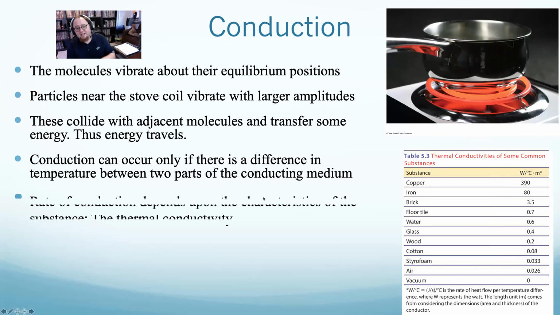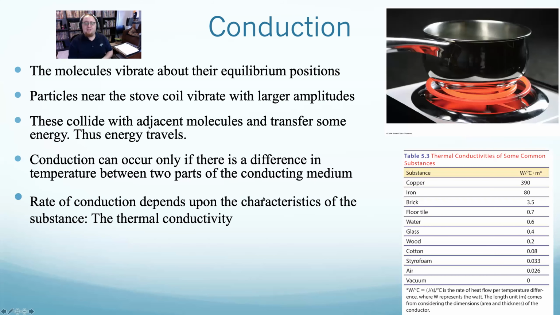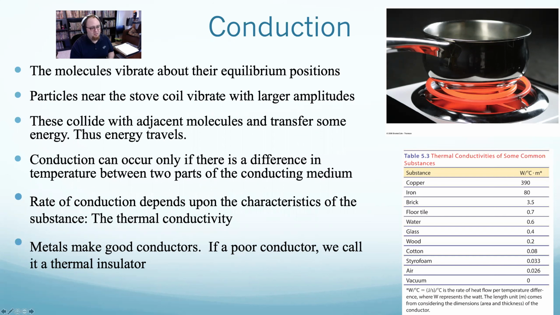Now, how fast something conducts is based off the thermal conductivity. And so things that conduct well, like metals, have high thermal conductivity. That means they can transfer temperature well. And things that can't transfer temperature, like styrofoam or cotton or ceramic, have low thermal conductivities, where I gave some thermal conductivities to the right. Things that conduct well, we call conductors. Things that don't conduct well, we call insulators.